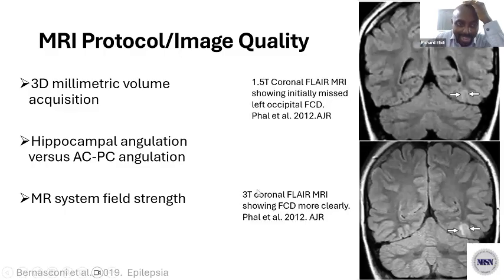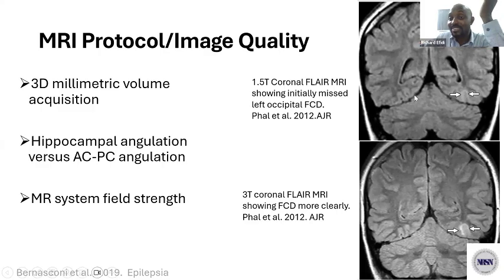Now, hippocampal angulation, I've already talked about it because this is necessary to delineate hippocampal sclerosis. If the images are not acquired using hippocampal angulation, we are likely to miss many cases of hippocampal sclerosis, especially the subtle ones. Now, the MRI field strength, preferably 3 Tesla MRI, is preferred to 1 Tesla MRI. But whatever is available can be used.